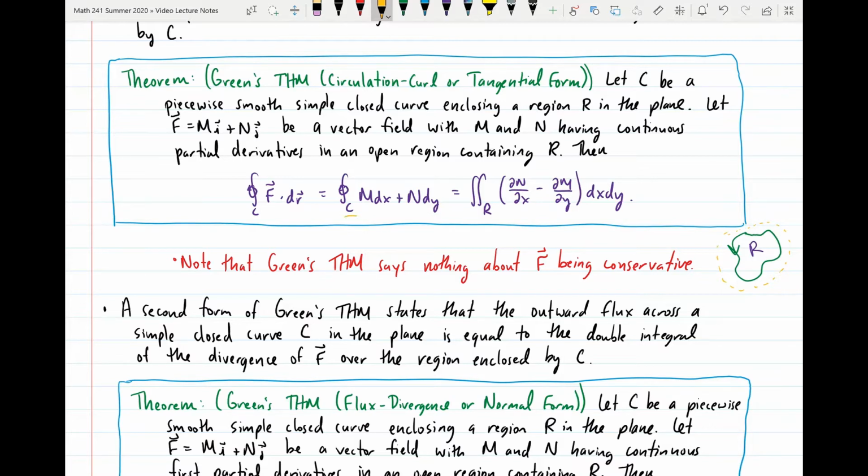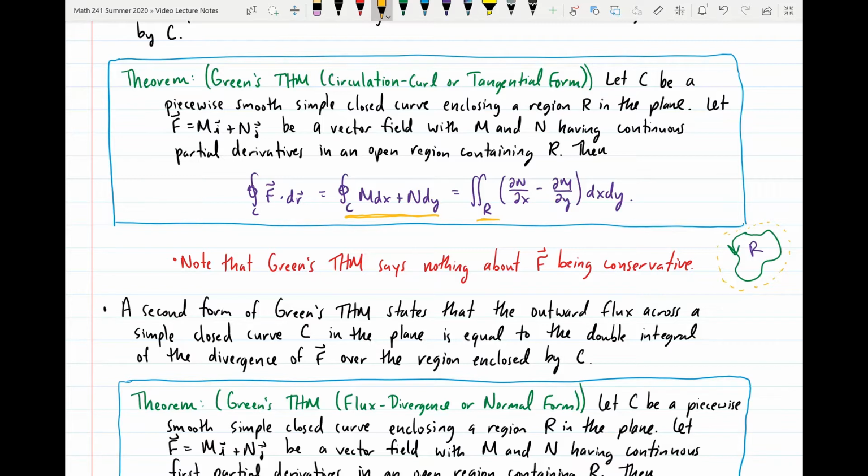So this is not Green's theorem. This is just restating the original line integral in a different form. But these are both equal to the double integral of partial N with respect to x minus partial M with respect to y, dx dy over the region R. And this is Green's theorem.